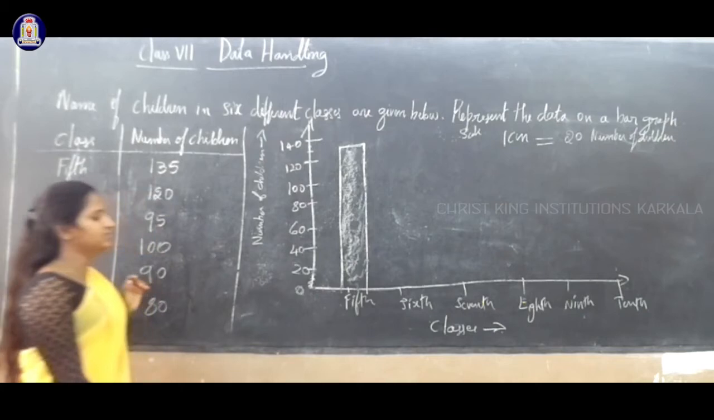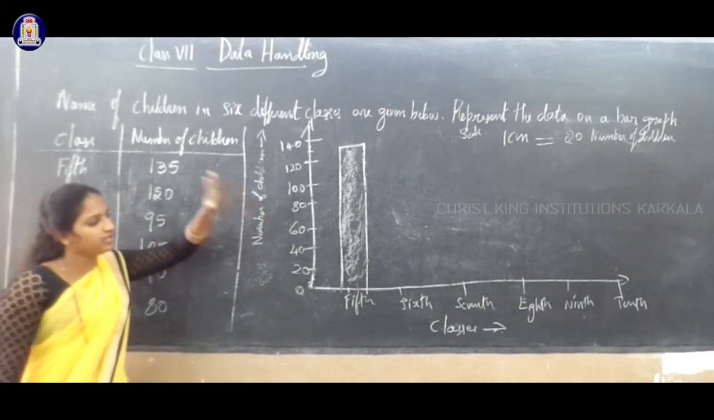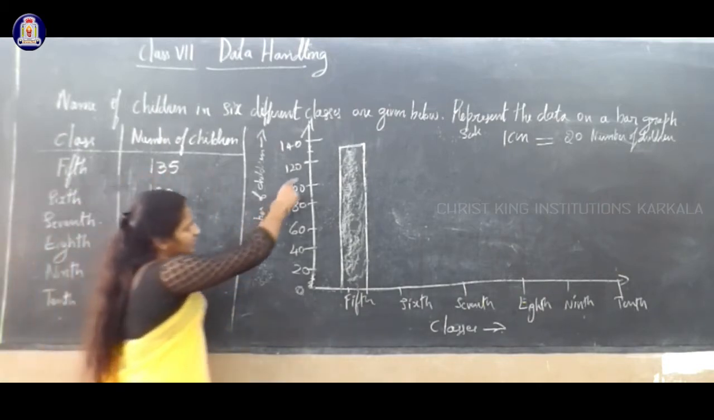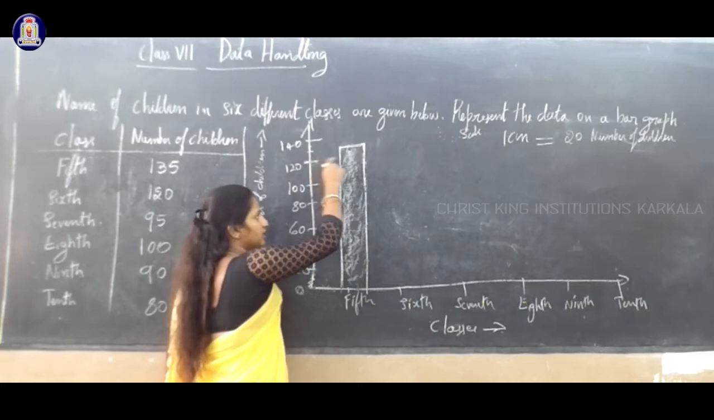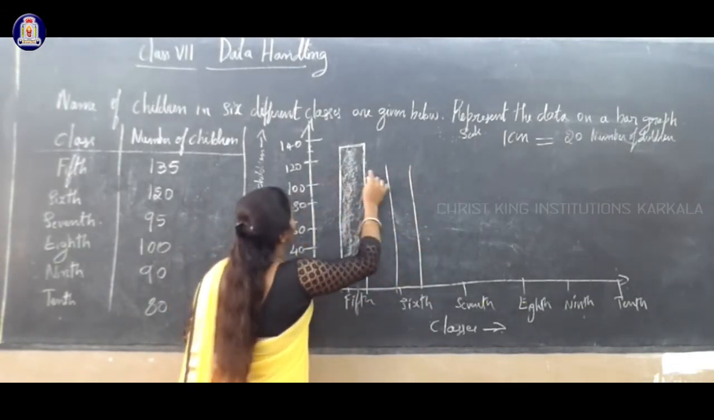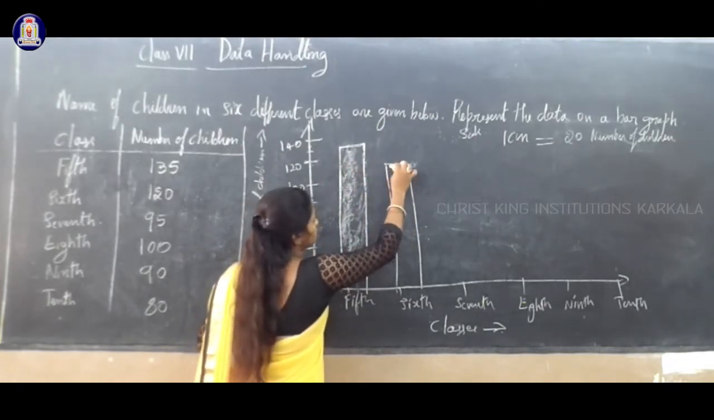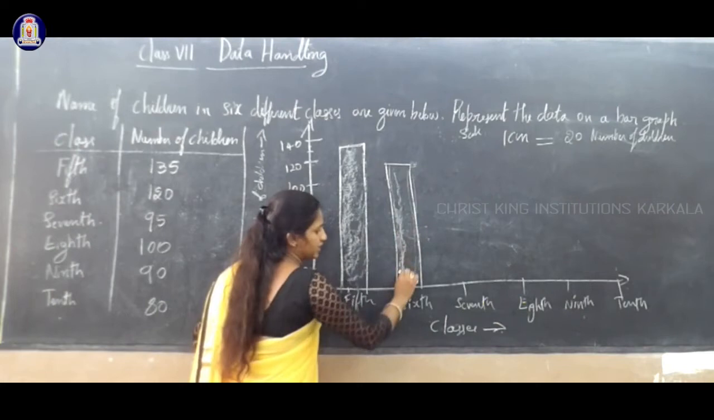Then second one, in class 6, there are 120 students. So how to represent it in the bar graph? 120. You can see 120 in the bar graph. See here, class 6th. So you represent 120. So 120 is here. Okay. So next, if you want, you can shade this.